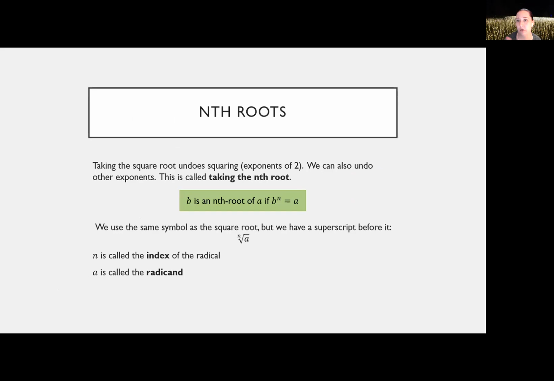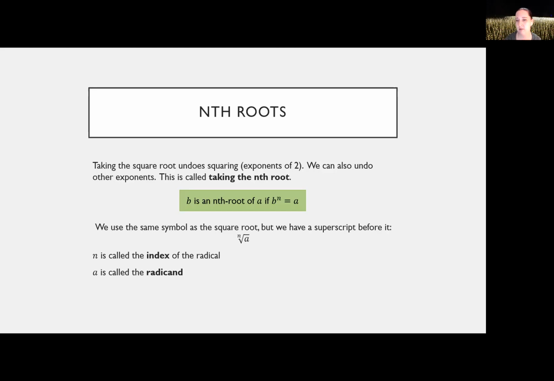So we have square roots. We also have what are called nth roots, where n just stands for another number. Our square root is basically undoing an exponent of 2, so the nth root is undoing an exponent of n. That n value tells you what exponent you're undoing, and that's also the name of the root.